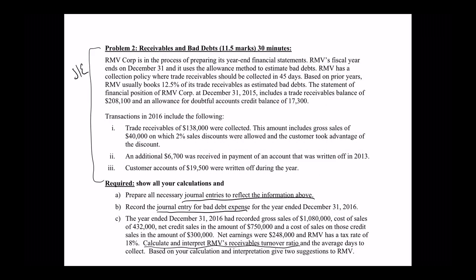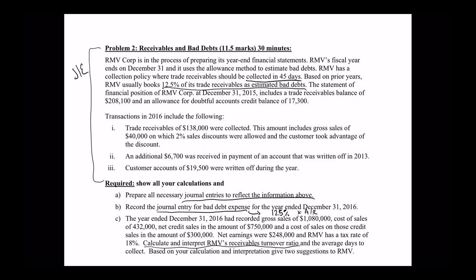So RMV Corp is in the process of preparing its year-end financial statements. RMV's fiscal year ends on December 31st, and it uses the allowance method to estimate bad debts. RMV has a collection policy where trade receivables should be collected in 45 days, so this could be important, so we're just going to underline it. Based on prior years, RMV usually books 12.5% of its trade receivables as estimated bad debts. So this is going to be very important for required B. We know that our bad debt, our AFDA, should be equal to 12.5% times our accounts receivable.